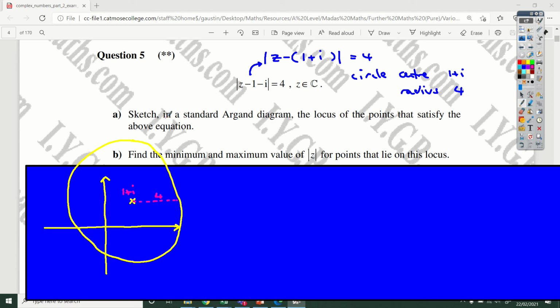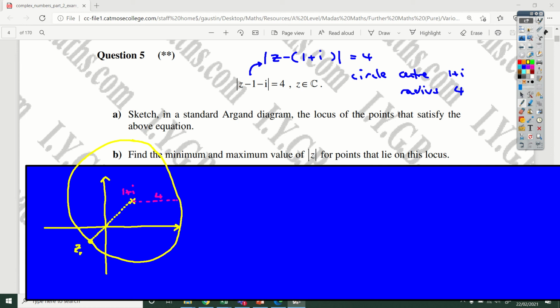Okay, that's all sketched. The minimum and maximum value of mod z then. So mod z is going to be the maximum and minimum point on here that gives those maximums and minimums. And what's going to happen is, seeing as it's going from the center, the minimum is going to be the one that gives us closest in. So going through the center, the origin will give us the minimum down here.